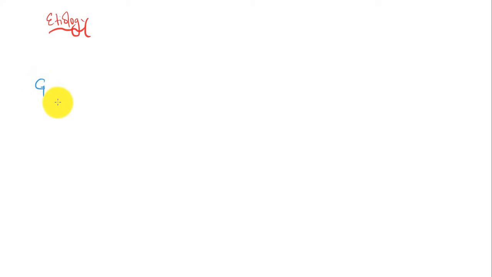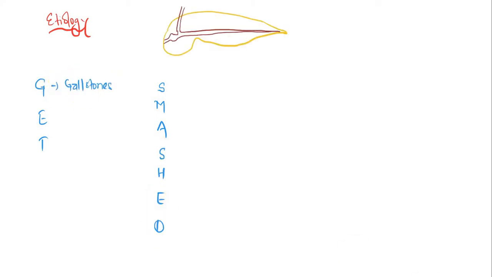Talking about etiology, the most common etiology is gallstones. Here we have a mnemonic: GET SMASHED. G stands for gallstones. The gallstones at the lower part of the common bile duct can obstruct the pancreatic duct. It can also be a stone in the ampulla of Vater, which will cause regurgitation of bile, thus resulting in activation of enzymes.